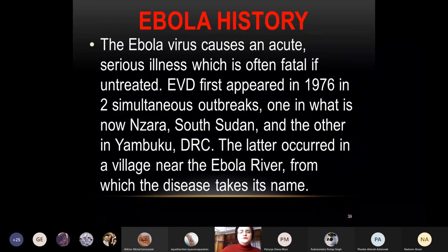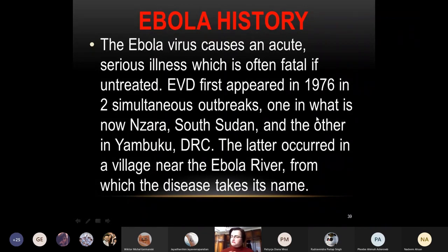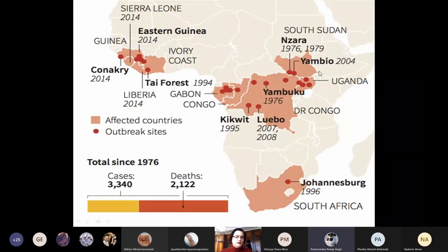Now some words about the history of Ebola virus appearance. Ebola virus causes an acute, severe, serious illness, which is often fatal if untreated. Ebola virus disease first appeared in 1976 in two simultaneous, independent outbreaks. One in what is now Nzara in South Sudan, and another one in Yambuku in the Democratic Republic of Congo. The latter occurred in a village near the Ebola River, from which the disease takes its name. They were different because in Nzara it was the Sudan strain, and in Yambuku it was the Zaire strain.